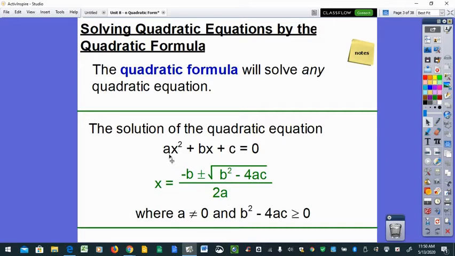The a can't be 0, otherwise it wouldn't be a quadratic. And the b squared minus 4ac has to be greater than or equal to 0, otherwise you'll have a negative under the square root, and we will talk about what that is, but that's a problem. So the next slide is my explaining why this formula exists.